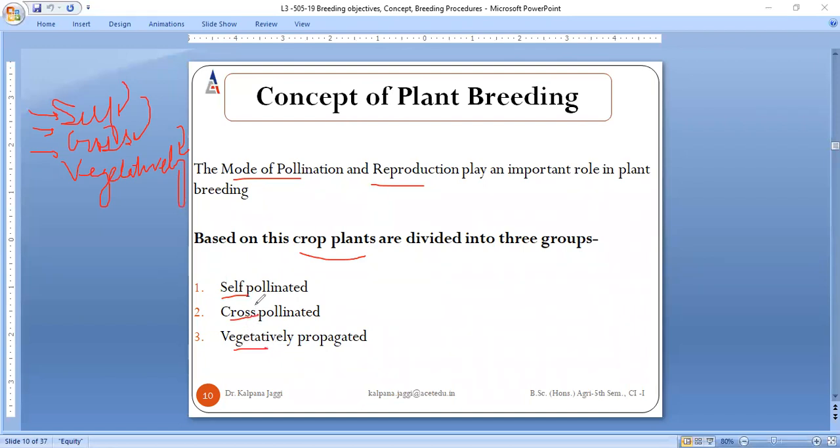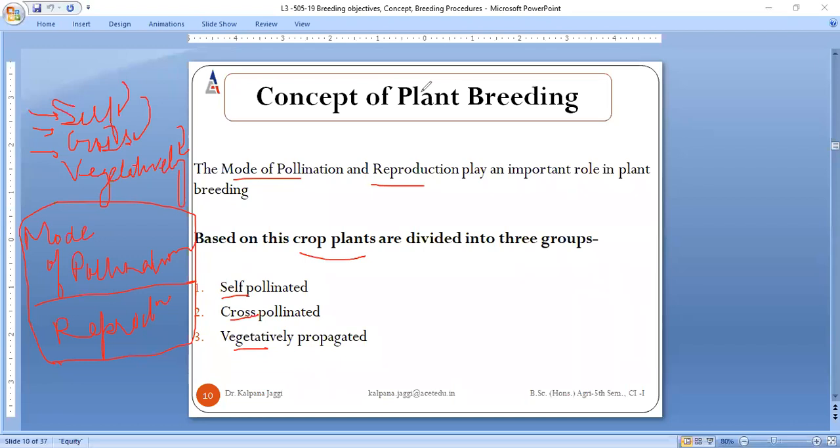Again, I repeat, before we understand the concept of plant breeding, one must be familiar with two concepts: one is the mode of pollination and another is the way of reproduction, that is, the mode of reproduction. On the basis of these two parameters, crop plants are further divided into three categories: self, cross, and vegetative.